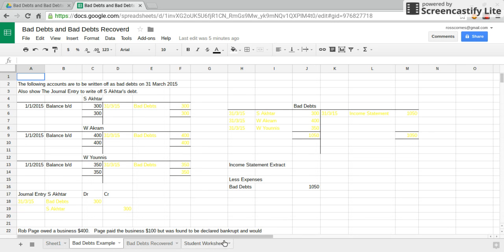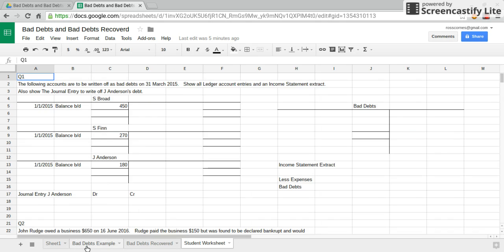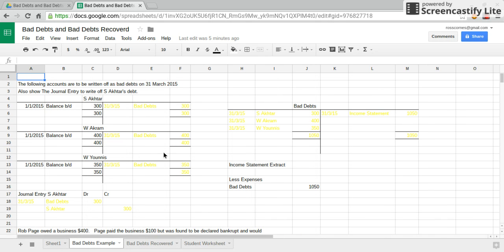Okay, as normal, I've done your worksheets to go with this, but the first thing is to look through the examples. Bad debts itself, very, very simple topic. Looking at this example here, we've got 3 customers who owe a business some money: S. Akhtar, W. Akram and W. Yunus, and they're going to be declared bankrupt, so they're going to owe the business some money.